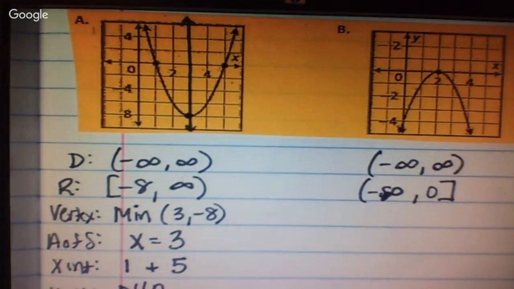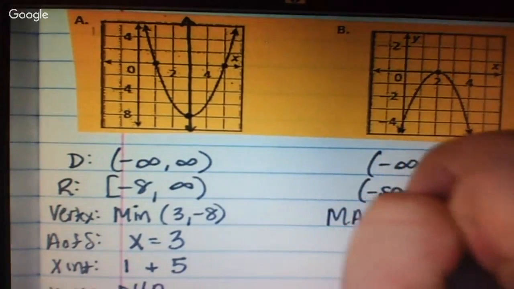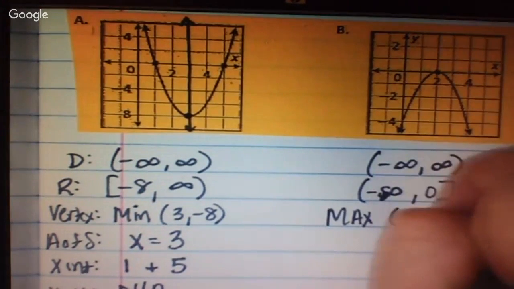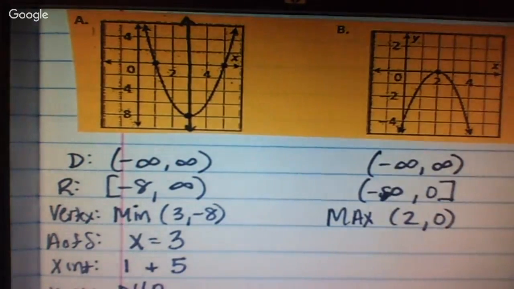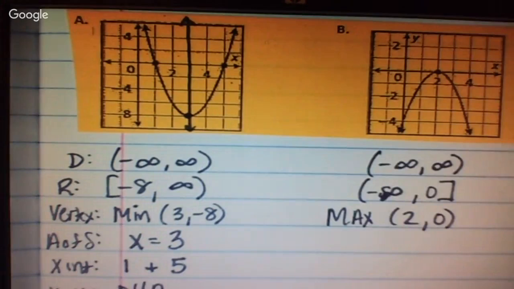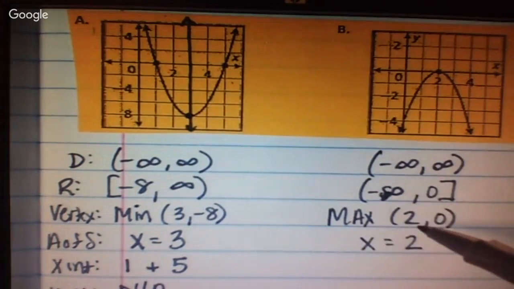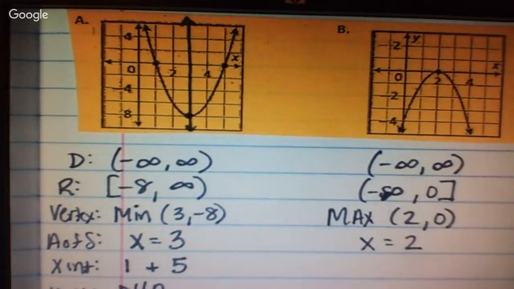Okay. Where's my vertex on this one? And is it a min or a max? This one's a maximum. And where is my vertex? 2, 0. I then have an axis of symmetry. X equals 2. Again, your axis of symmetry should always match the x part of your vertex.